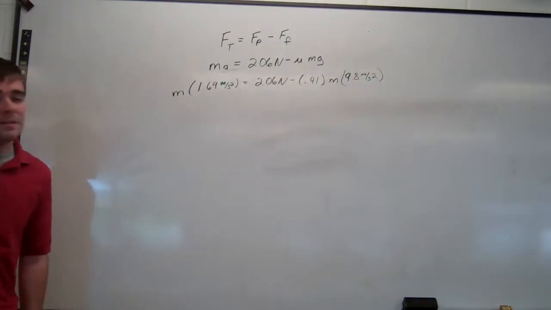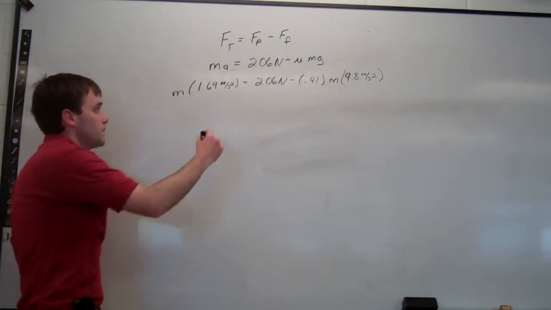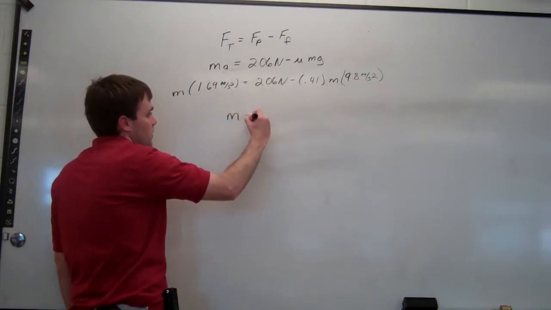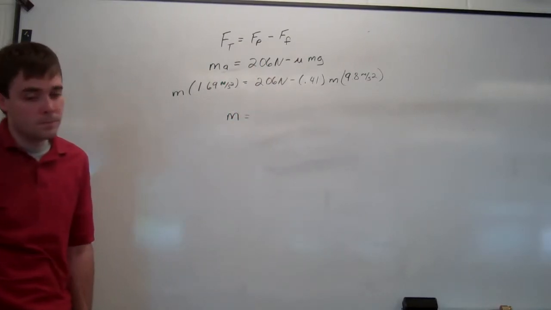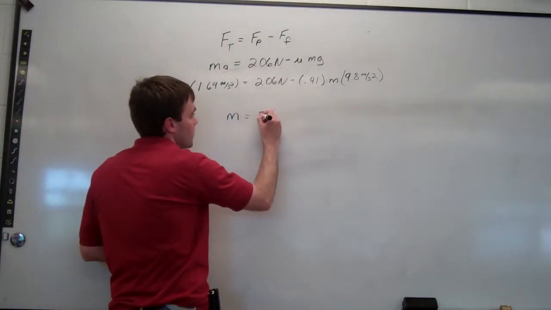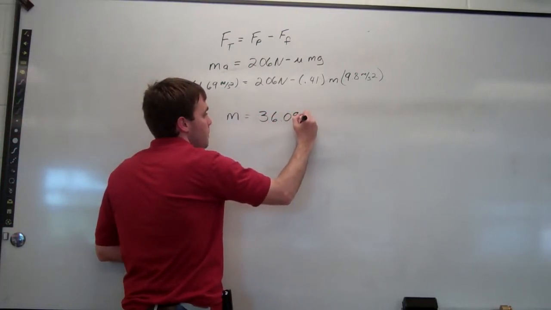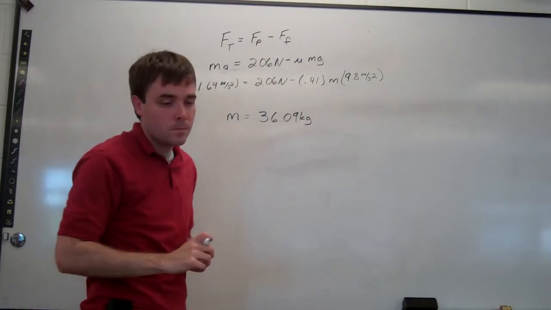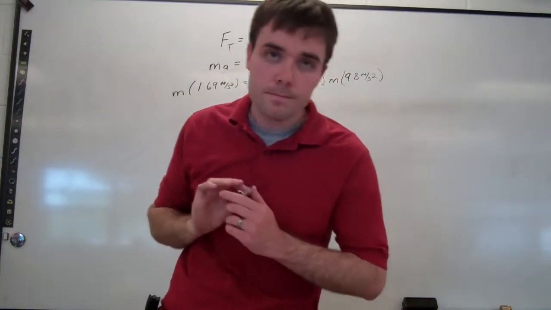So again, we're going to have to combine the like terms and solve for m. I'm not going to go through it with you this time. 36.09. And that's right.